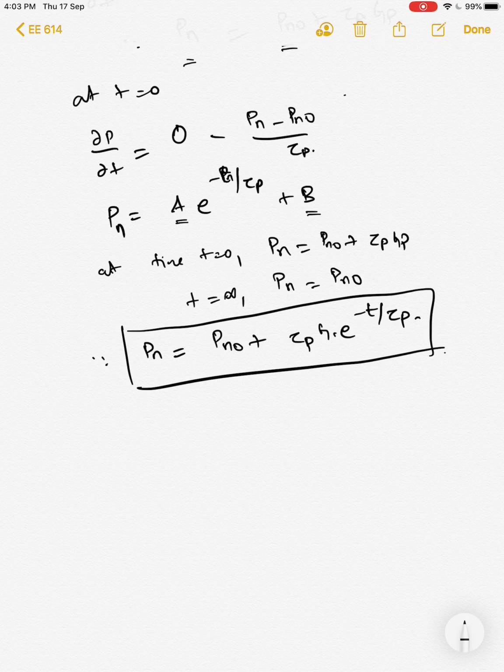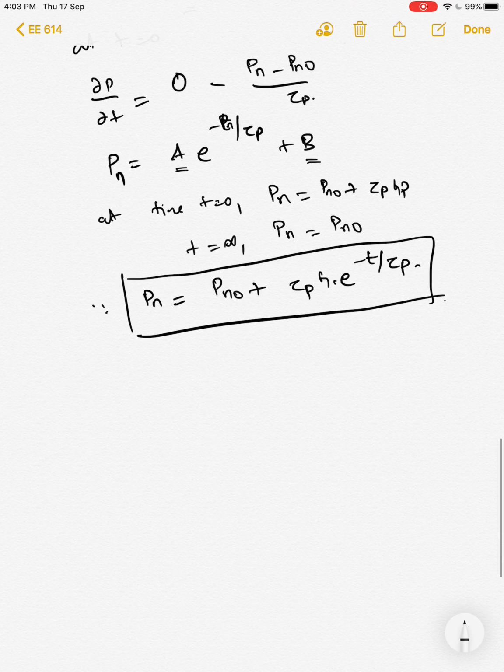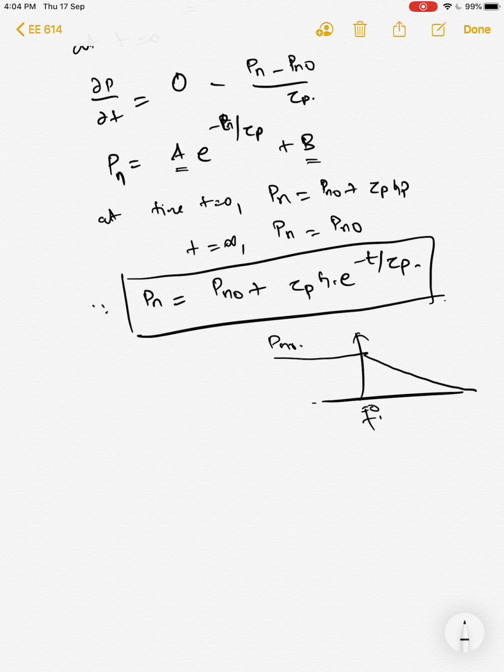Right? So this is a very simple example which says that if I plot the density as a function of time, it will be p_n0 till t equal to 0. At t equal to 0, it starts falling exponentially down.